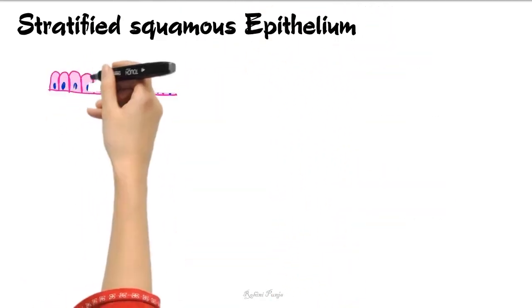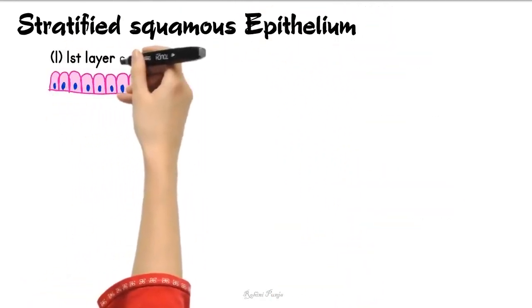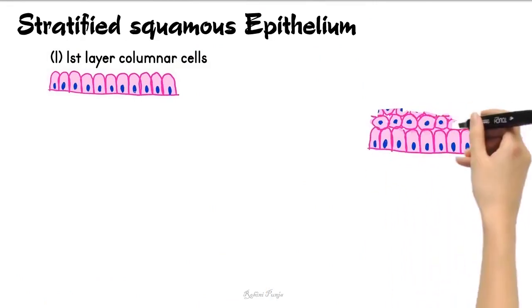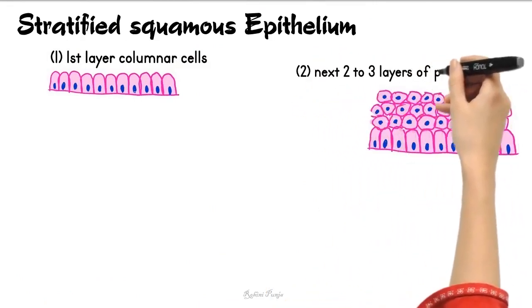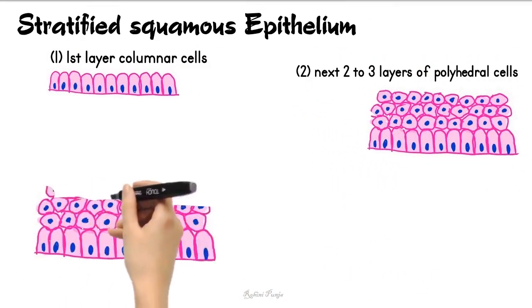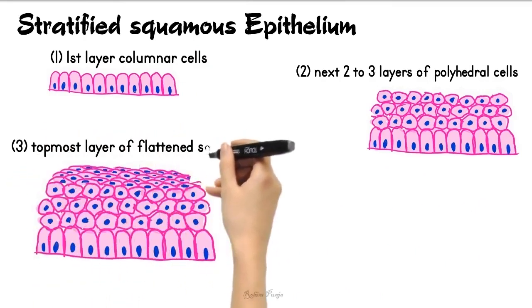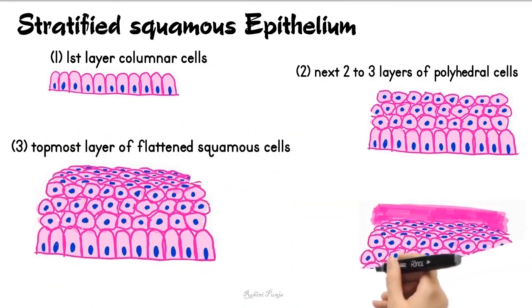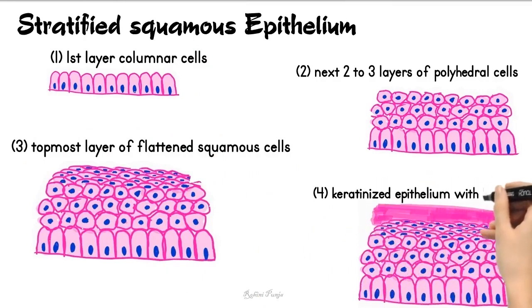Stratified squamous epithelium is multi-layered. The first layer resting on the basement membrane are columnar cells. The next 2 to 3 layers are polyhedral cells which finally become flattened to form squamous cells. In case of keratinized epithelium, we find the topmost layer composed of keratin, which are dead cells that have lost their nuclei.